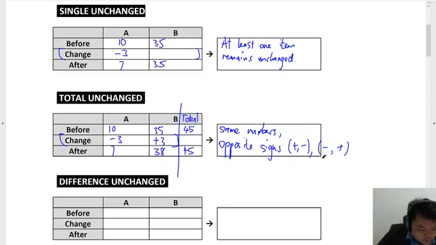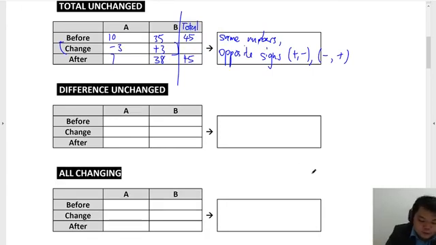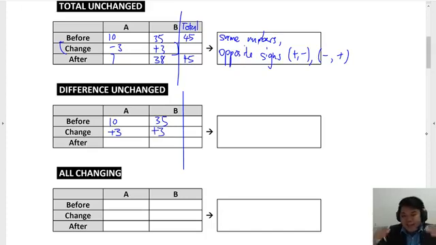Okay, now next one would be on difference unchanged. This one we covered in the second chapter. So let's say that A is now 10 years old and B is now 35 years old. In 3 years' time, both of them must age by 3 years. There is no way that A can still stay at 10 years old and B ages by 3 years old. So A will be 13 years old by then, B will be 38 years old in that 3 years' time.